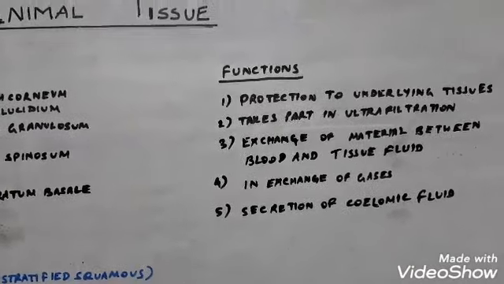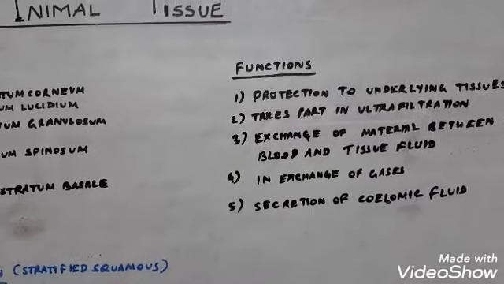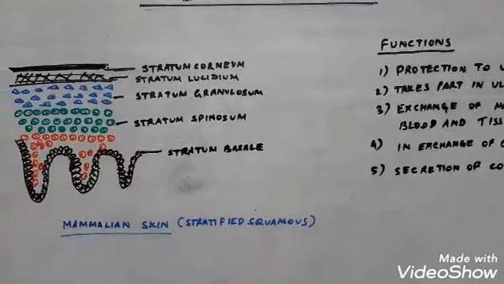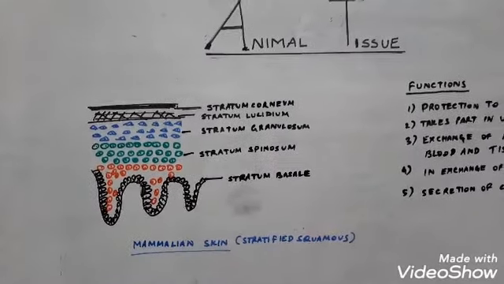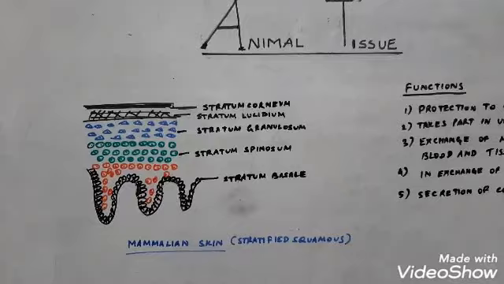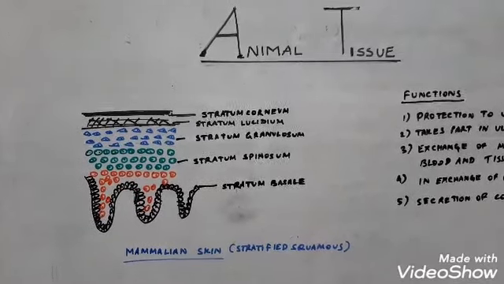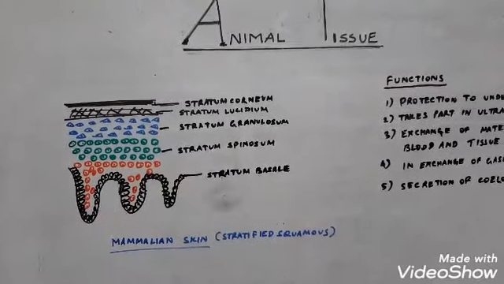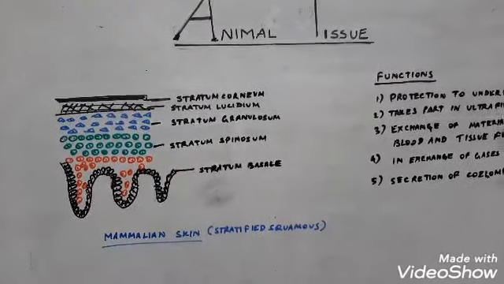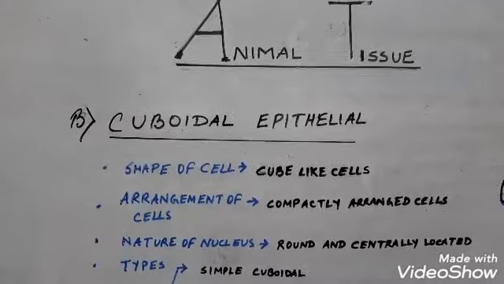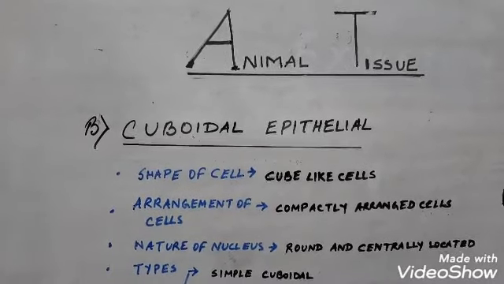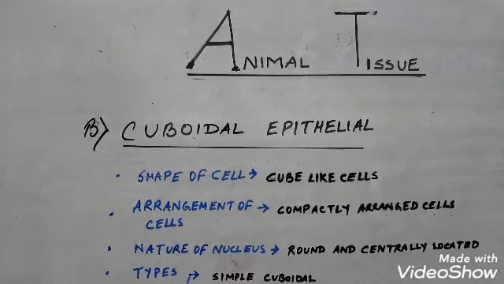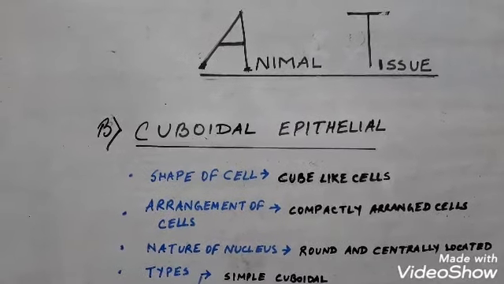The next type of tissue is classified on the basis of the cell type. On the basis of the shape of the cell, epithelial tissues are divided into squamous, which is done, then cuboidal and thereafter columnar. I have told you already that epithelial tissues are divided into three types: squamous, cuboidal and columnar.